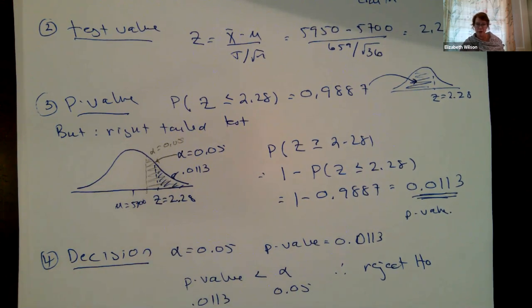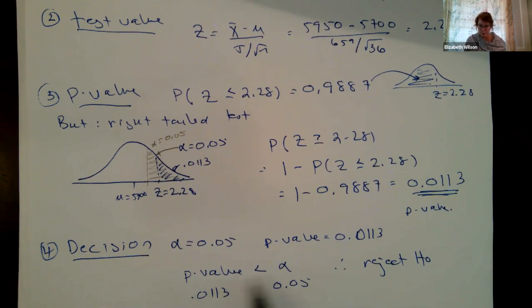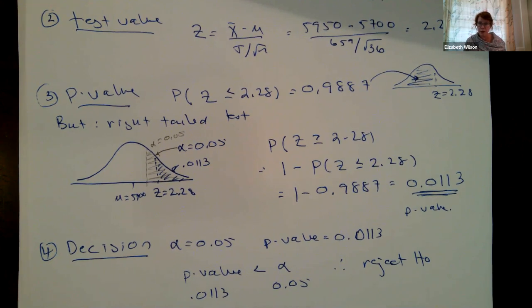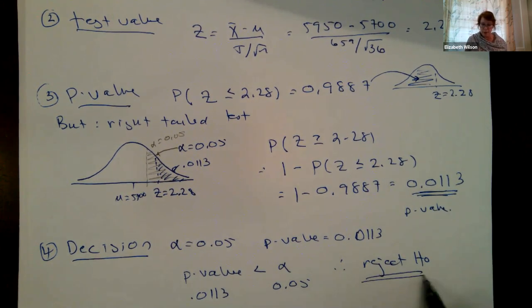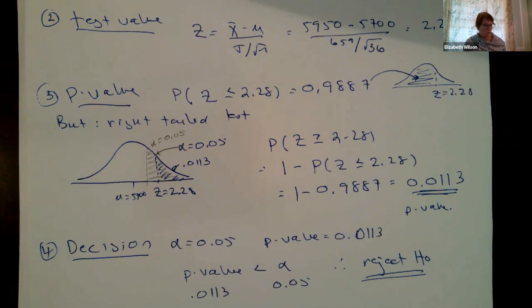It's within that critical region. So I can reject the null hypothesis based on our p-value method. Rejecting the null hypothesis means that the mean value at these four-year public colleges is greater than $5,700. That was with a single-tailed test, or right-tailed test.